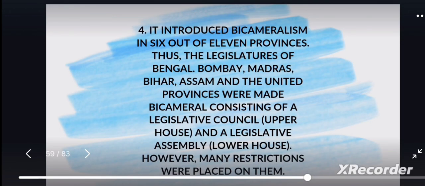It introduced bicameralism in 6 out of 11 provinces. Thus, the legislatures of Bengal, Bombay, Madras, Bihar, Assam, and the United Provinces were made bicameral, consisting of the Legislative Council, the upper house, and the Legislative Assembly, the lower house. However, many restrictions were placed on them.